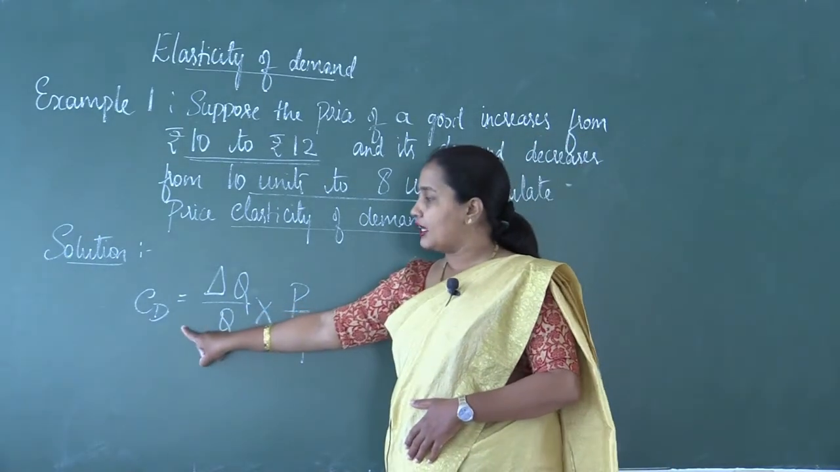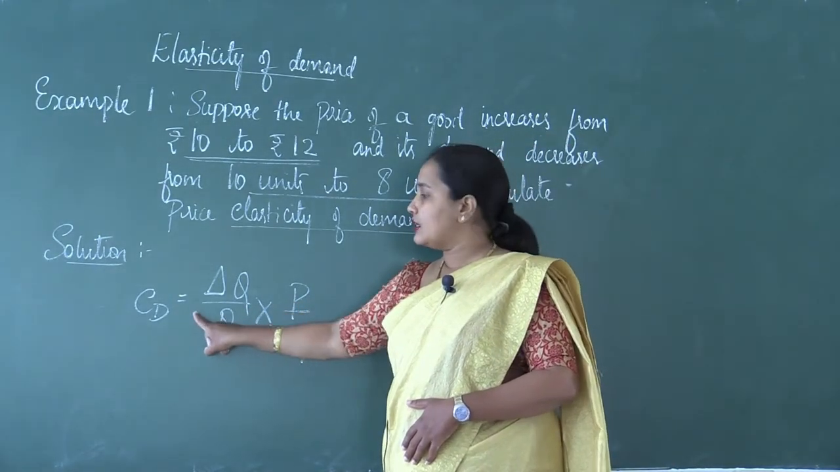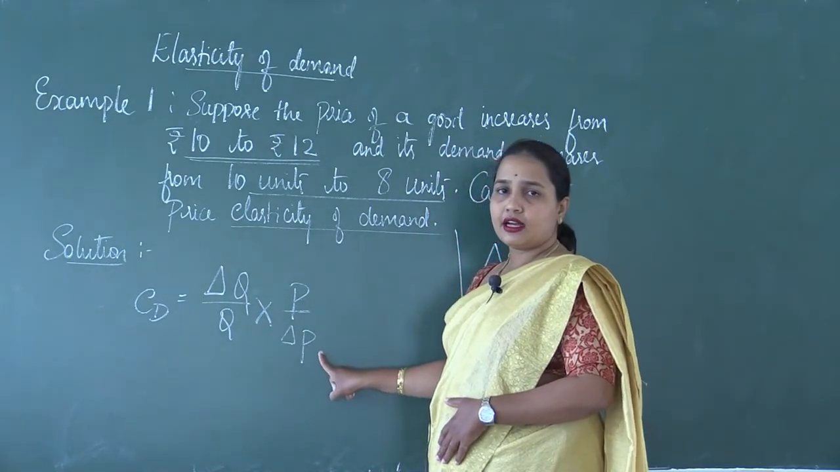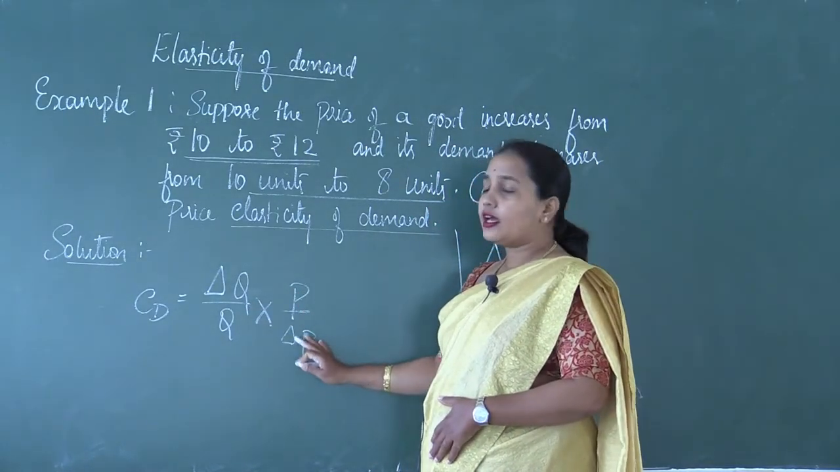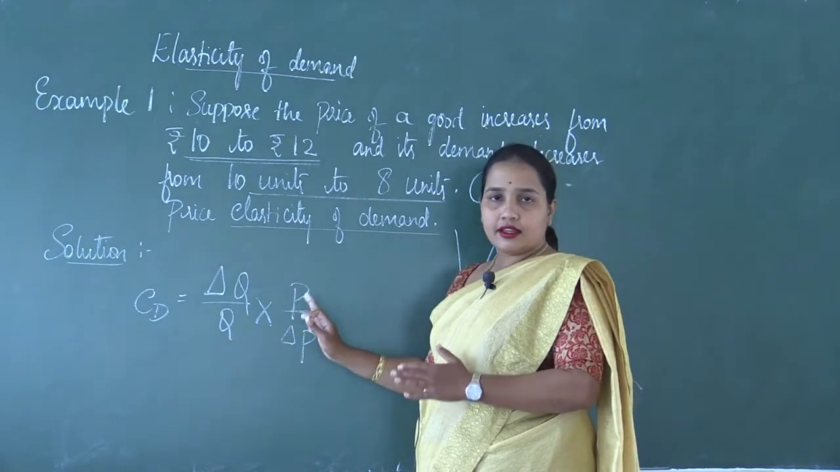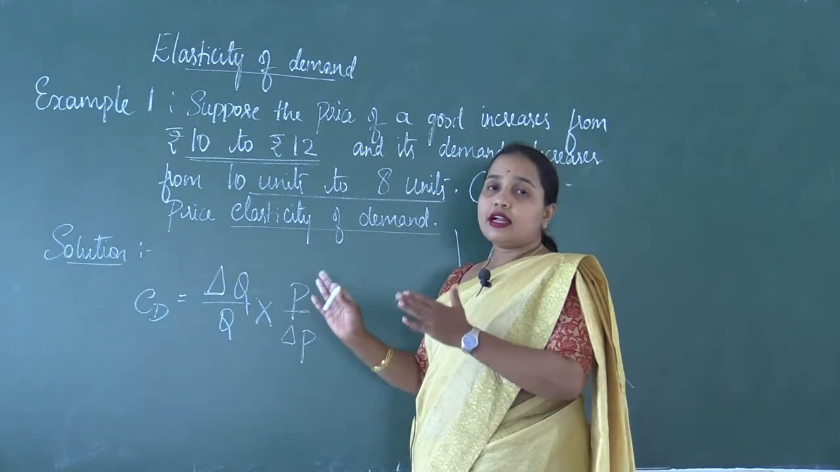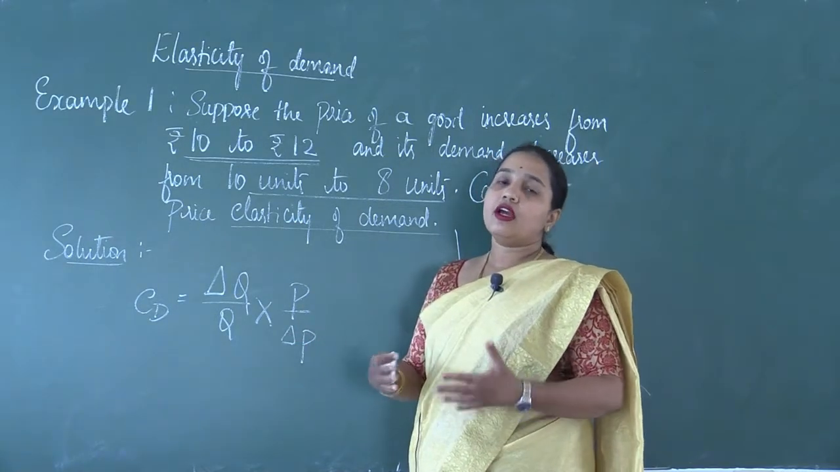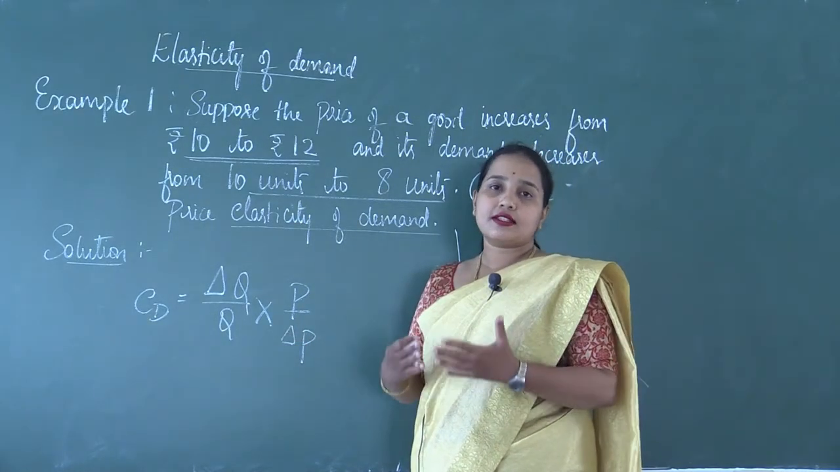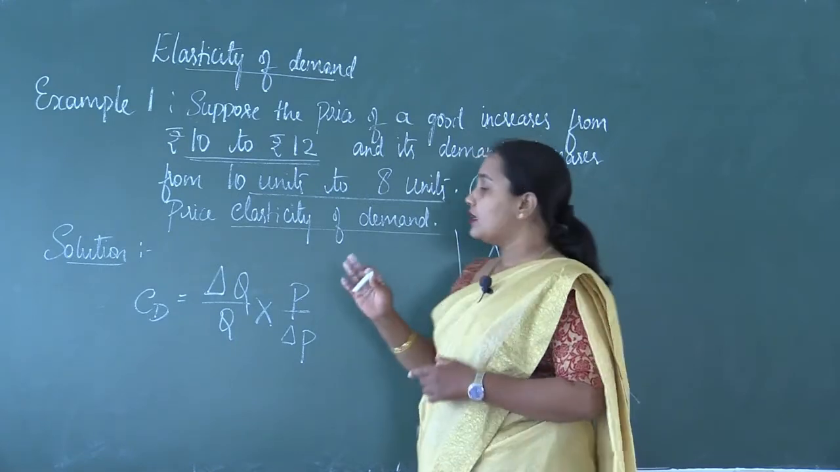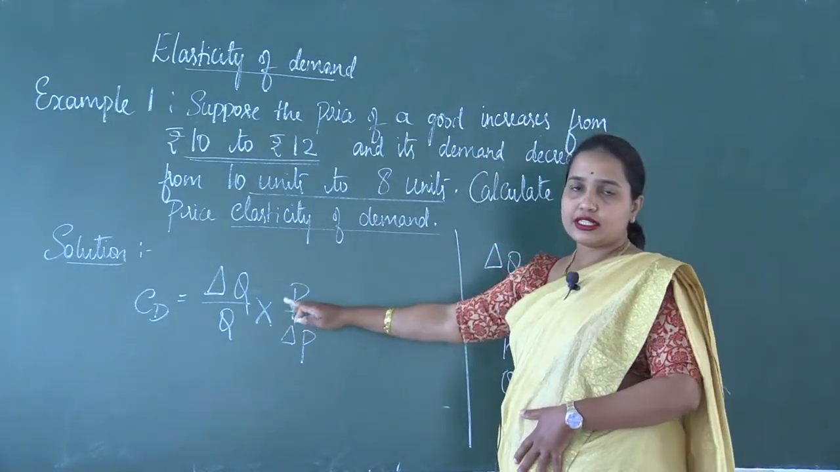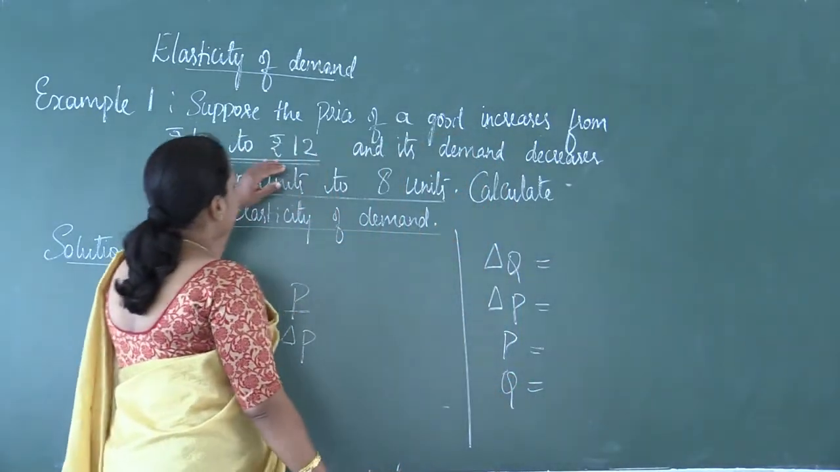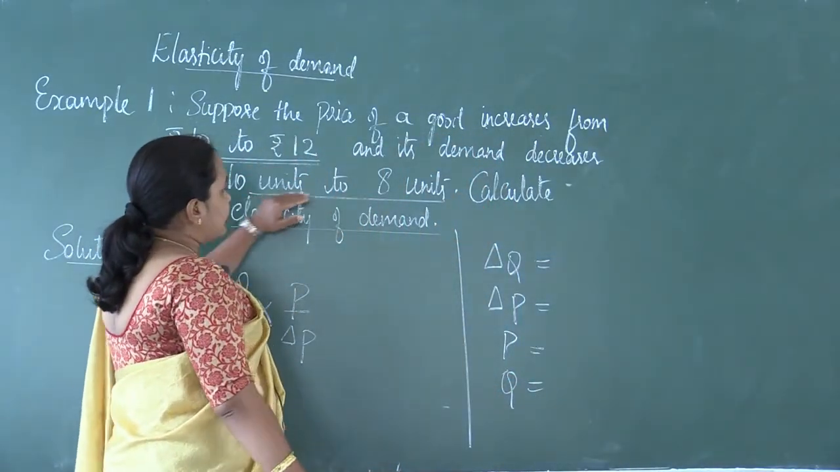You have to recall the formula, students. ED is equal to delta Q by Q into P by delta P. First, we need to take all the elements that are there in the formula. Then that data is to be put into the formula and let us find what the price elasticity of demand is. Now, delta Q, that is change in Q, can be taken as 10 units to 8 units.